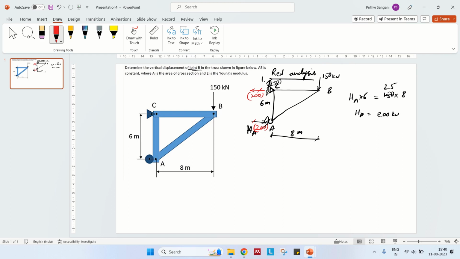This is very simple, like we solved in the last class. This member is perpendicular here, so if this is taking 200, that means this should take 200 in tensile direction. And if this is taking 150 in this direction, this should be 150 in tension. Then the only thing we need to solve is for this member.